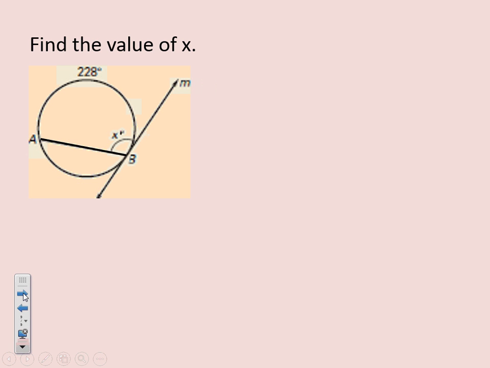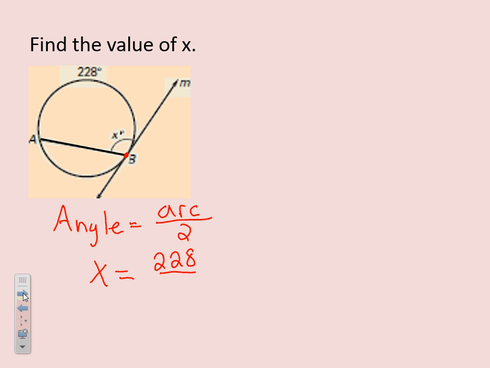Here we go. Now this one, I have to find the value of x, which is my angle, but I'm on the circle. Remember, if I'm on the circle, I'm going to treat it the same way as if I had 2 chords on the circle, which is angle equals arc divided by 2. So my x is going to equal 228 divided by 2. So x equals 114 degrees. And that is all we have for that example.